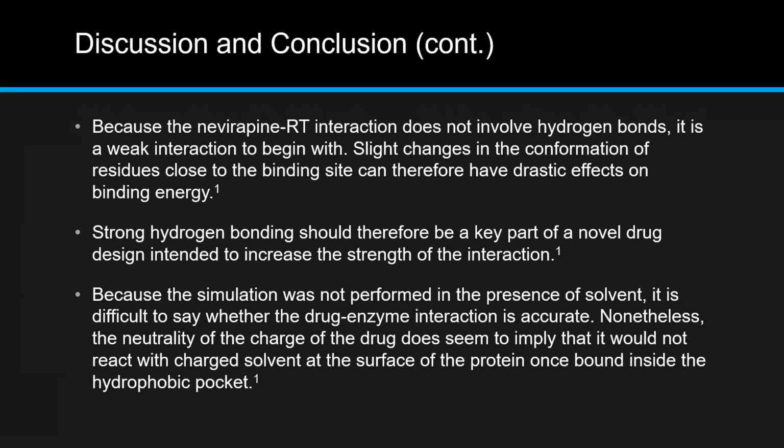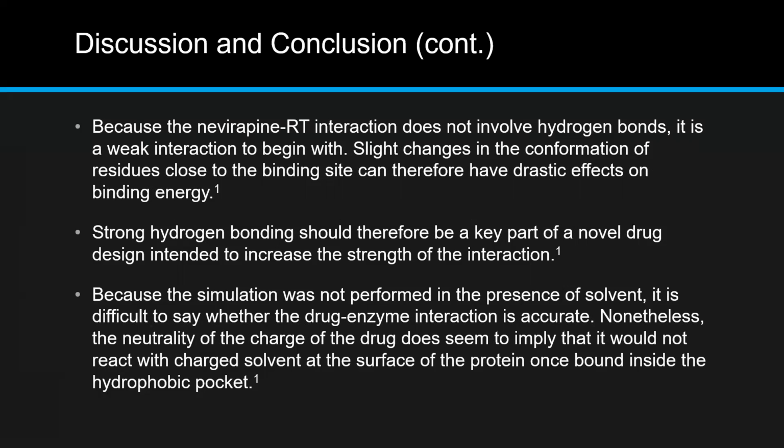Just bringing the leucine 100 residue closer to the nevirapine binding site by a few angstroms was enough to introduce enough repulsion to weaken that interaction in a significant way. And so research has suggested that strong hydrogen bonding should be a key part of second generation NNRTIs to strengthen this interaction at the binding site, and indeed it is.